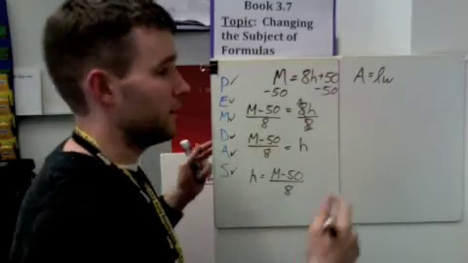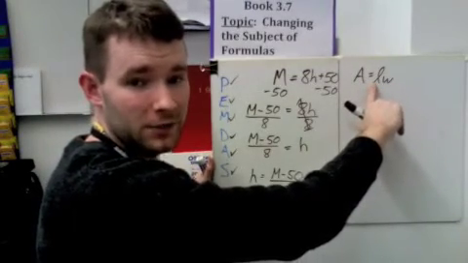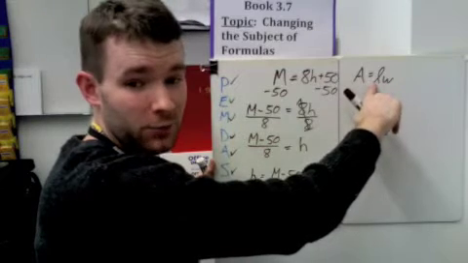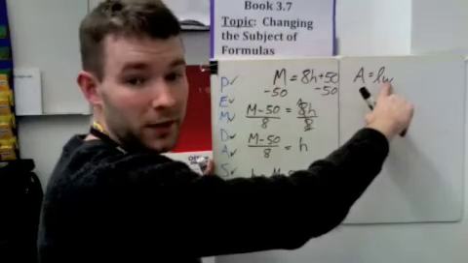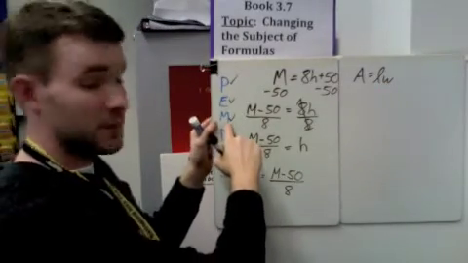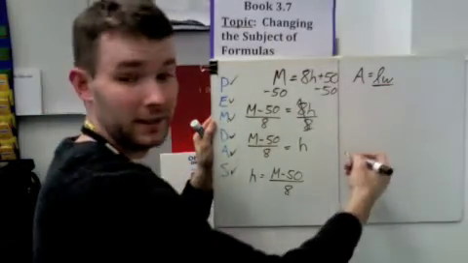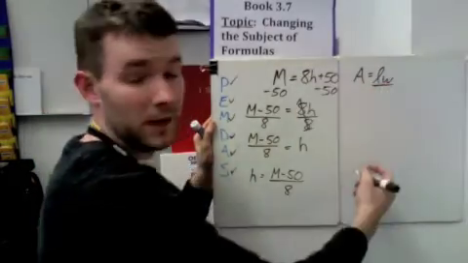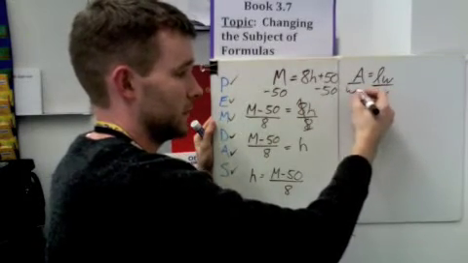Okay, so the first step would be to ask what's happening to length, because that's what I want to get by itself. That's what I want my subject to be. And so I would say, well, length is being multiplied by w. And so there's no subtraction, no addition, no division. It's being multiplied. And so I would undo the multiplication by dividing. And in this case, length is being multiplied by w, so I would divide by w, and I have to do that on each side.